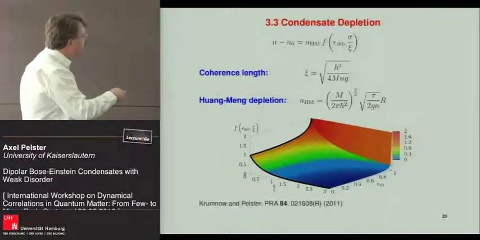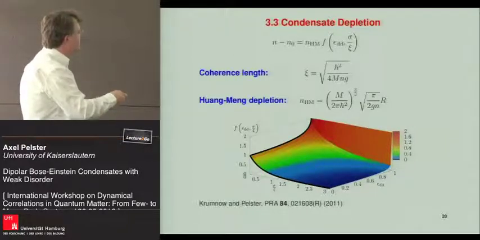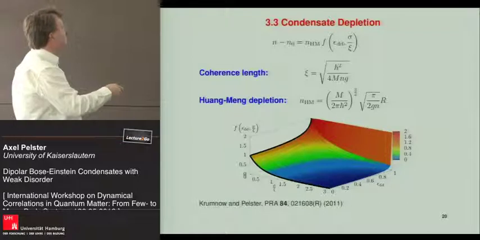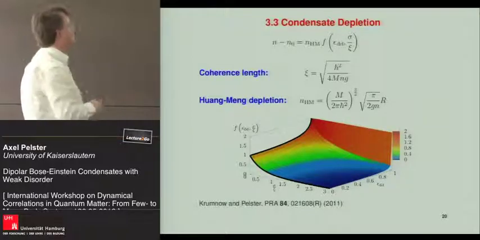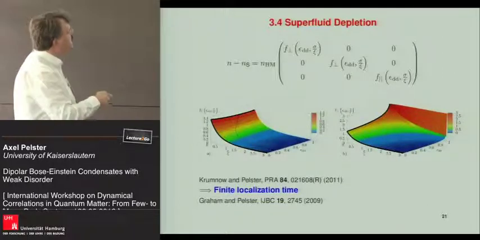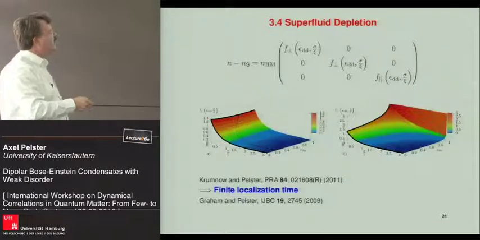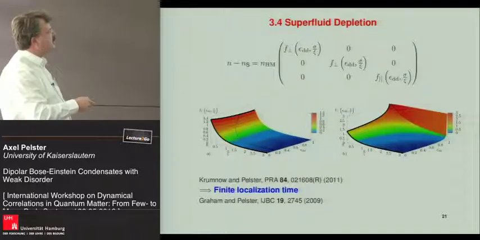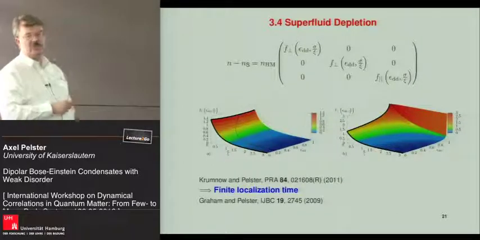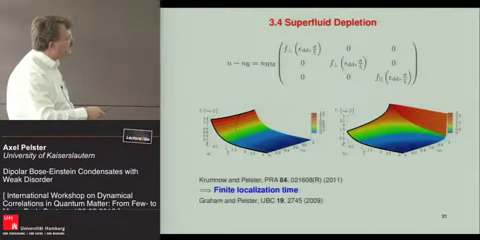And here we see that, as is always the case, when the correlation length is increased, the effect of the disorder decreases, and this depletion increases with increasing interaction strength. Now, if we go to the superfluid depletion, the superfluidity becomes a tensor having a perpendicular and a parallel component. The perpendicular depletion has qualitatively a similar feature as the condensate depletion, namely it increases with increasing dipolar interaction strength.